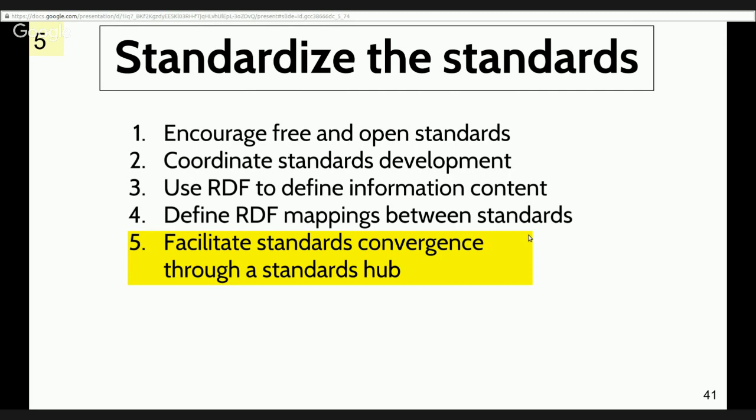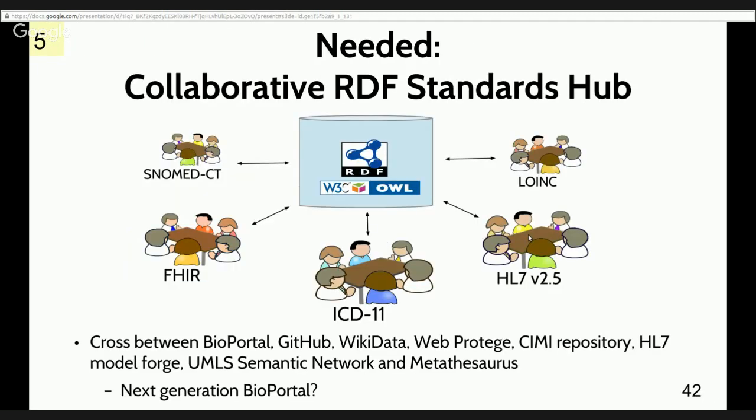Let's move on now to number 5, facilitating standards convergence through a standards hub. So another thing that would help a lot to facilitate this whole process of both linking different standards together, semantically linking them, and also helping to encourage convergence of standards so that different standards can kind of converge on a common set of definitions, would be to have a collaborative RDF Standards Hub. And you can think of this as a cross between maybe BioPortal or GitHub, Wikidata, Web Protege, maybe a semantic repository, maybe a few other things. And maybe it would even be a next generation BioPortal.